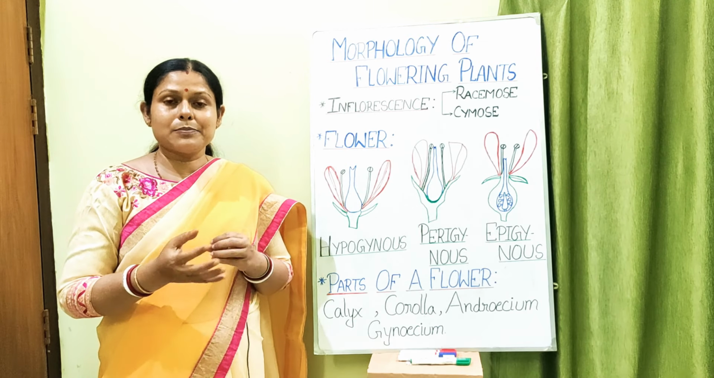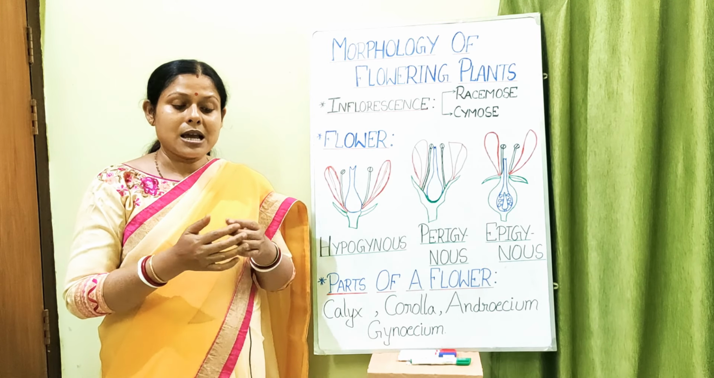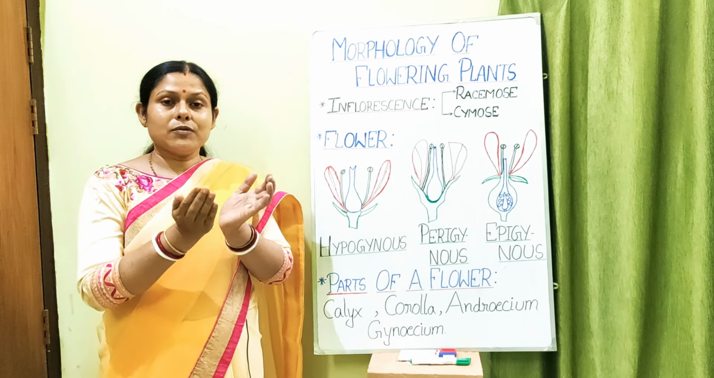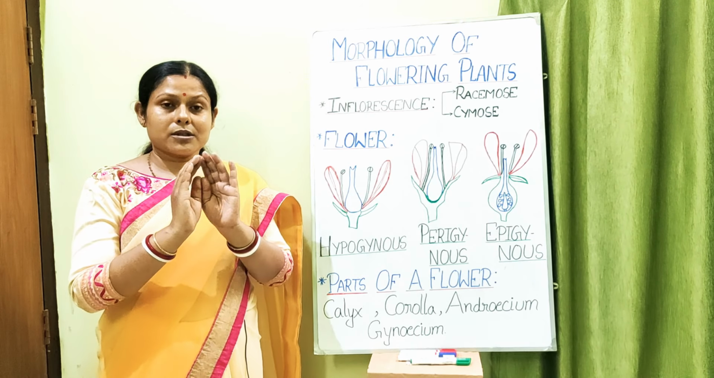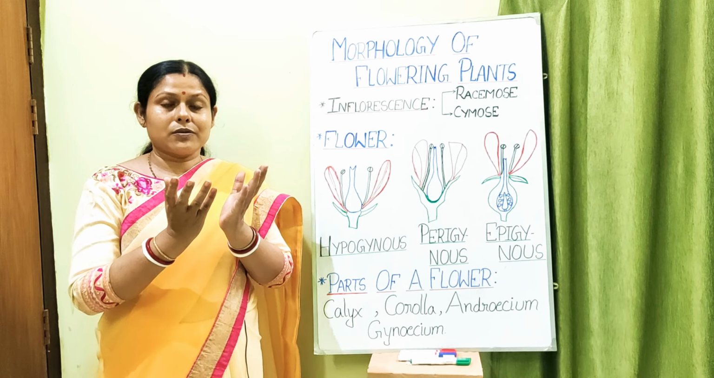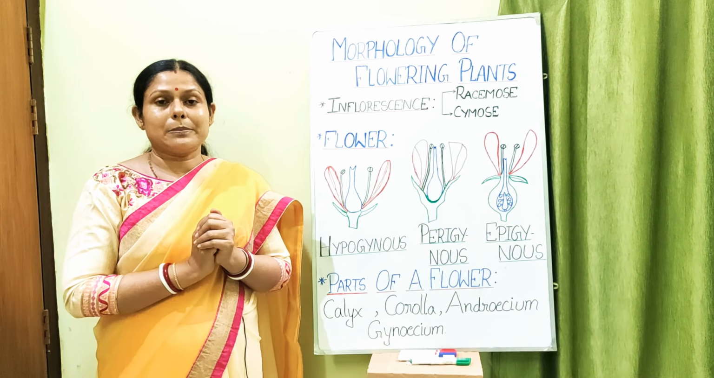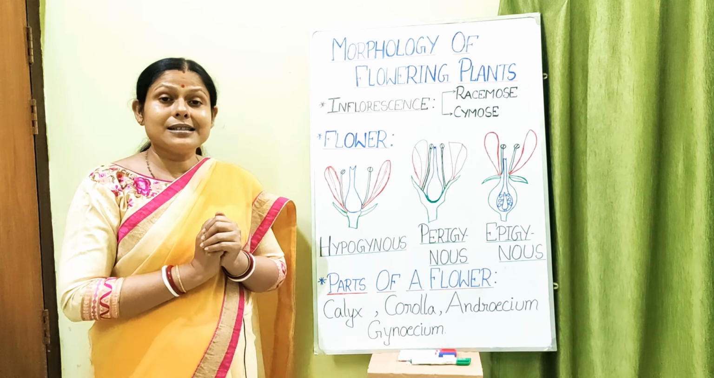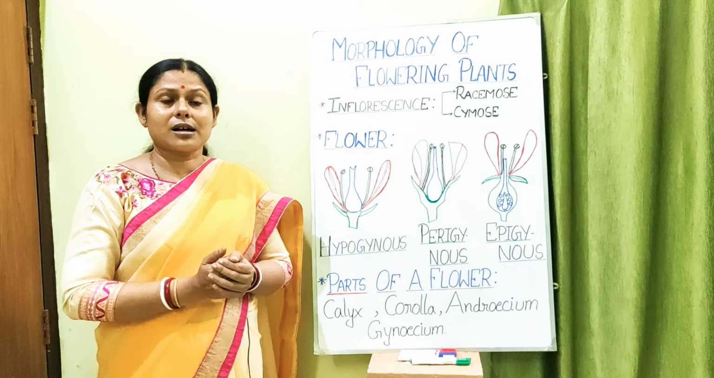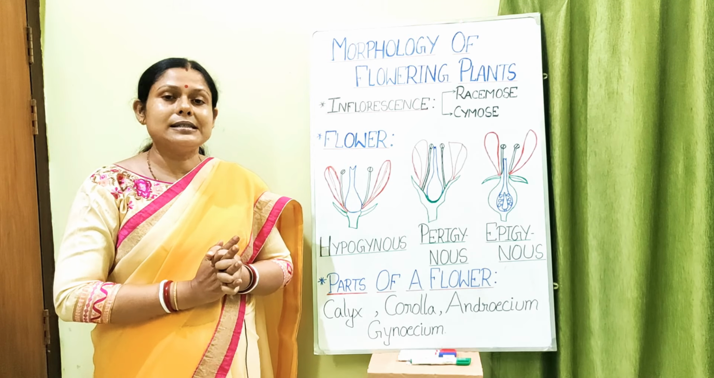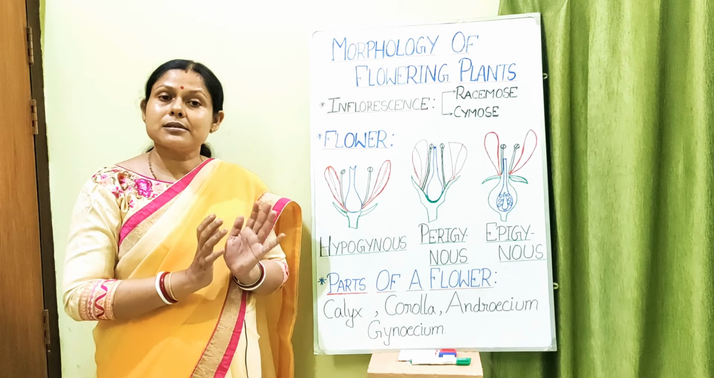Calyx can be persistent or deciduous. Persistent means that it will remain with the fruit. And when the sepals form a special funnel-like structure surrounding the internal parts of the flower, then they are together called the gamosepalous condition. And when the sepals are separate, not forming any specialized structure, they are called the polysepalous condition. So gamo means united and poly means separate.